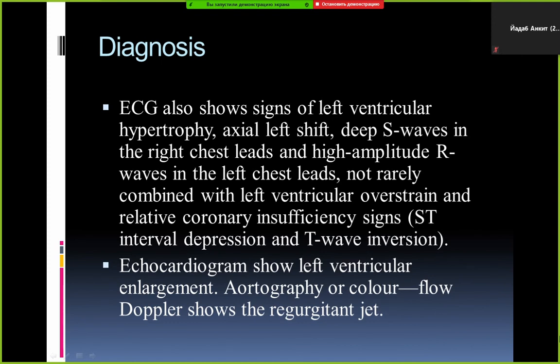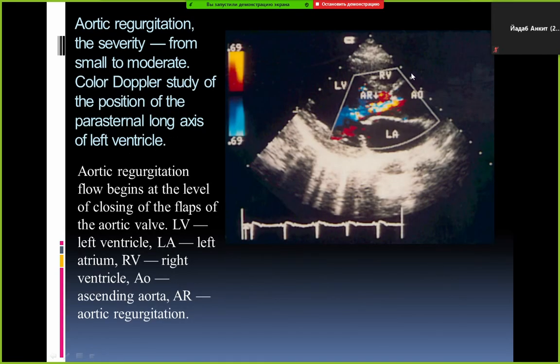We also may perform ECG. ECG will show the symptoms of left ventricle hypertrophy. Echocardiogram shows left ventricle enlargement. Aortography or color flow Doppler will show the regurgitation jet, like in this illustration. So this is the left ventricle, this is the aorta, and this color jet is the jet of regurgitation, of backflow from aorta to left ventricle.